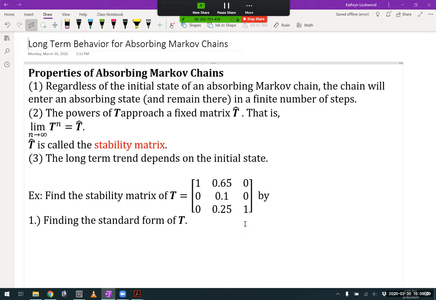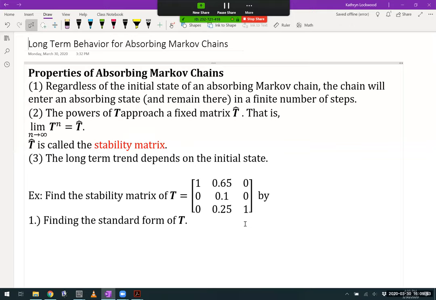Two, the powers of the transition matrix T approach a fixed matrix T hat, and we'll call that the stability matrix. Three, the long-term trend depends on the initial state. This last property, three, is what differentiates an absorbing Markov chain from a regular Markov chain. For regular chains, the long-term outcome doesn't depend on the initial probability distribution P of zero. You always end up with the same equilibrium vector. For absorbing Markov chains, there is a dependence on the initial state.